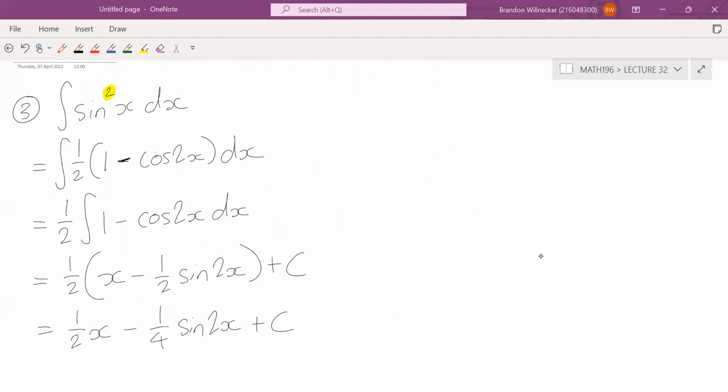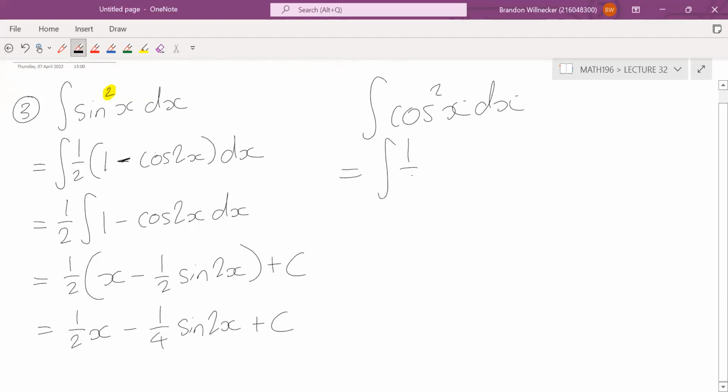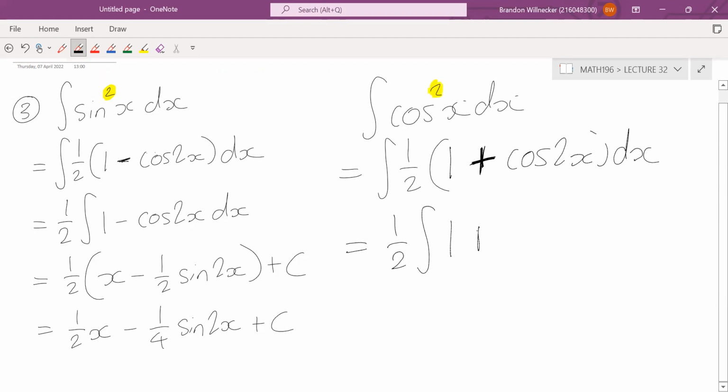Now, if we have cos squared, let's just do that on the side here. What do we do in this case? This will be the integral of 1/2. This is also another special case when it's just cos squared. It's going to be 1 plus cos 2x dx. So we take out the half, and we have to integrate 1 plus cos 2x dx.